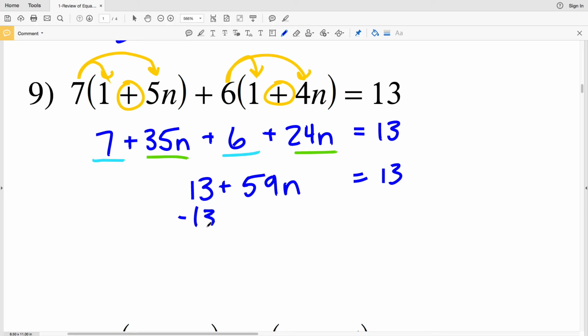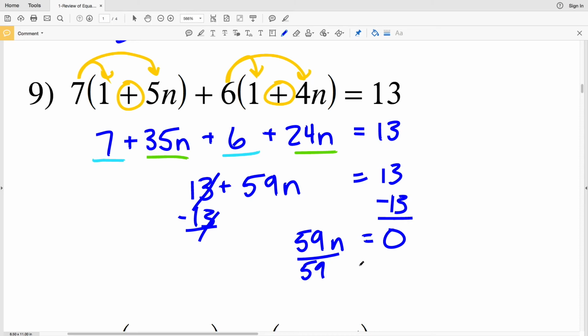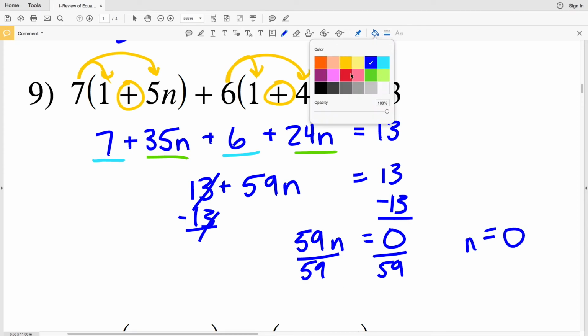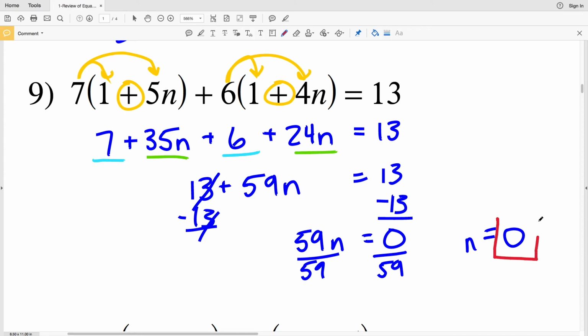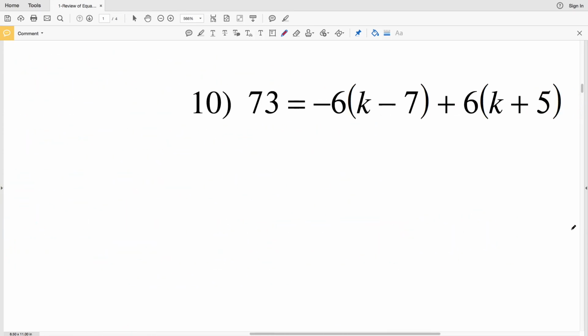Now I'm going to subtract 13 from both sides in order to isolate that 59n. So I'm going to have 59n is equal to 13 minus 13, which is 0. All I have to do is divide by 59, but we know that 0 divided by any number is 0. So n is equal to 0, and that's our solution in number 9.